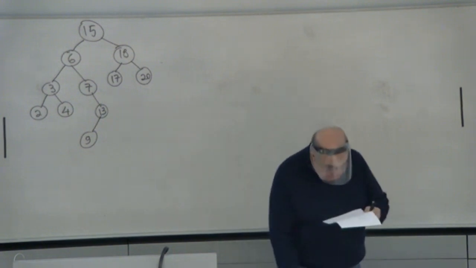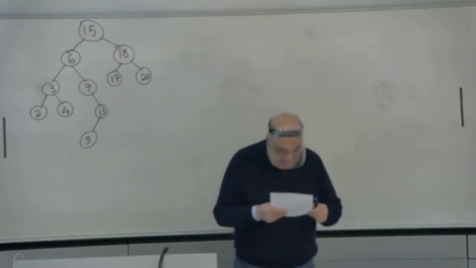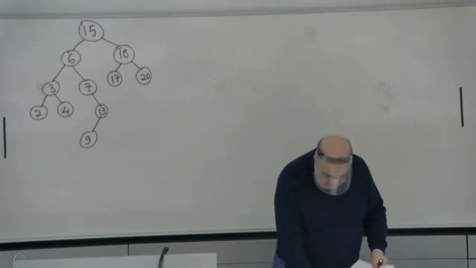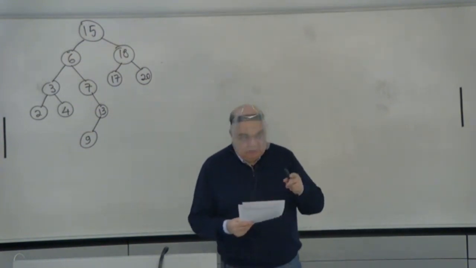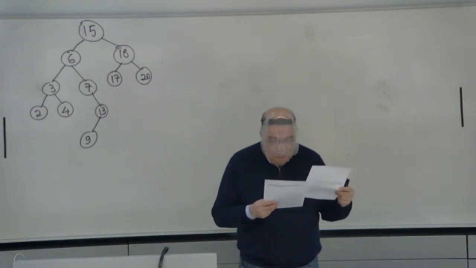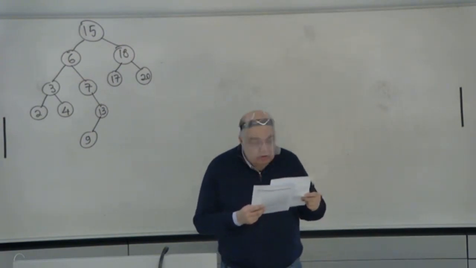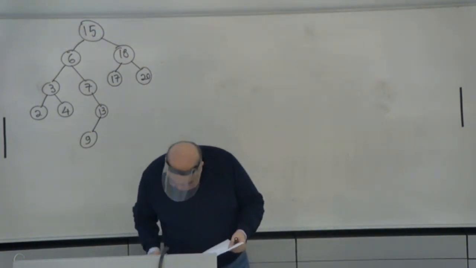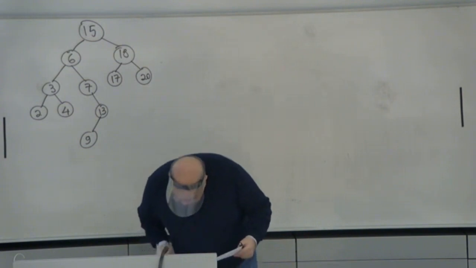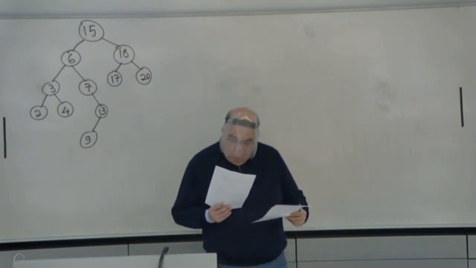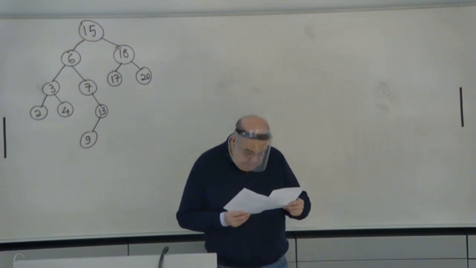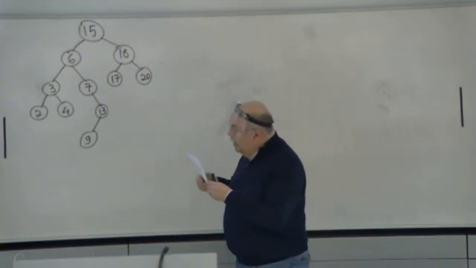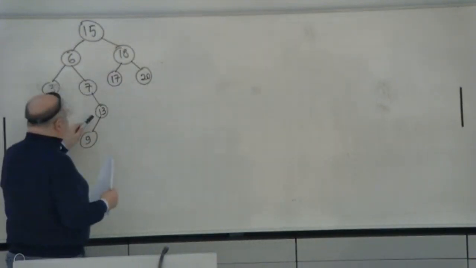The next function is finding the successor or the predecessor of a number in the order. And this is something that is peculiar to binary search trees. Of course, we assume that the keys are distinct.